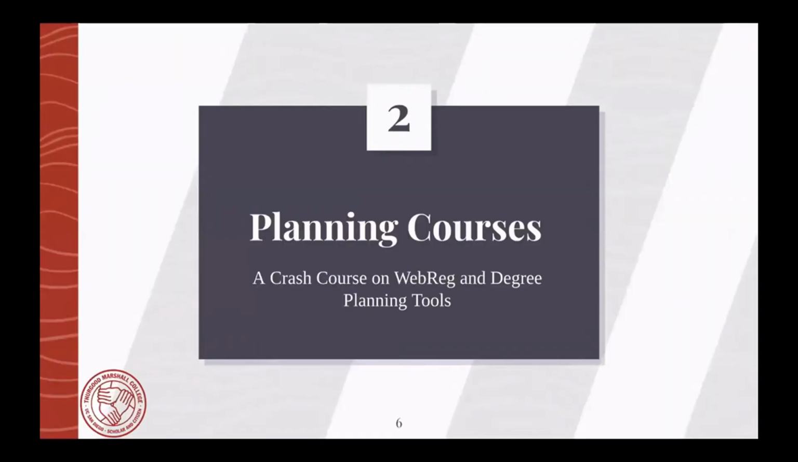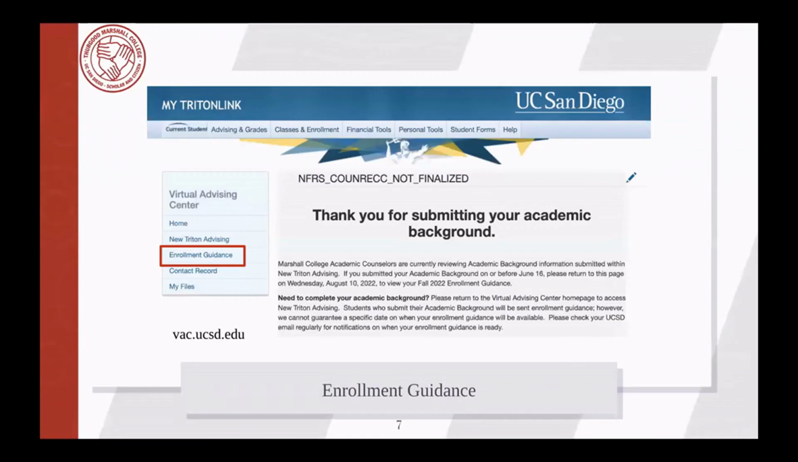Now that you know the fundamentals of two-pass enrollment, let's move on to how we actually enroll and plan out courses. The first thing all new students should do is check the Enrollment Guidance tab on the Virtual Advising Center by visiting vac.ucsd.edu. Based on your academic background, this page will give you suggestions for your fall 2022 schedule. If you submitted your academic background before June 16th, then your enrollment guidance will be available August 10th.